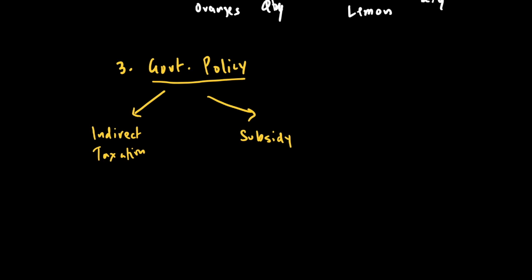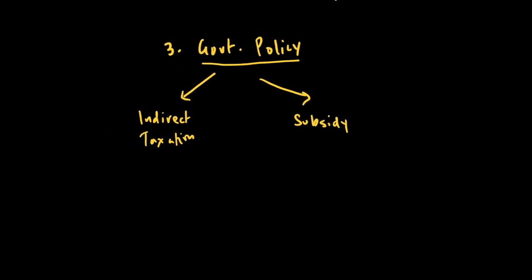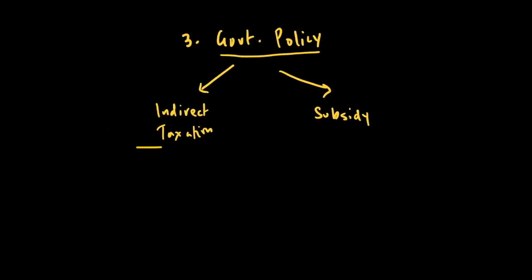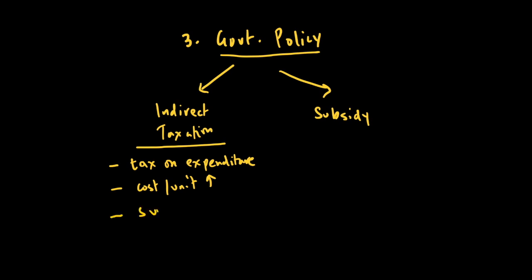Indirect taxation results in our cost of production going up. So what are indirect taxes? Well, they are taxes on our expenditure, and because they are taxes on expenditure, they result in our cost per unit rising, and as a result of the cost per unit rising, our supply will fall.